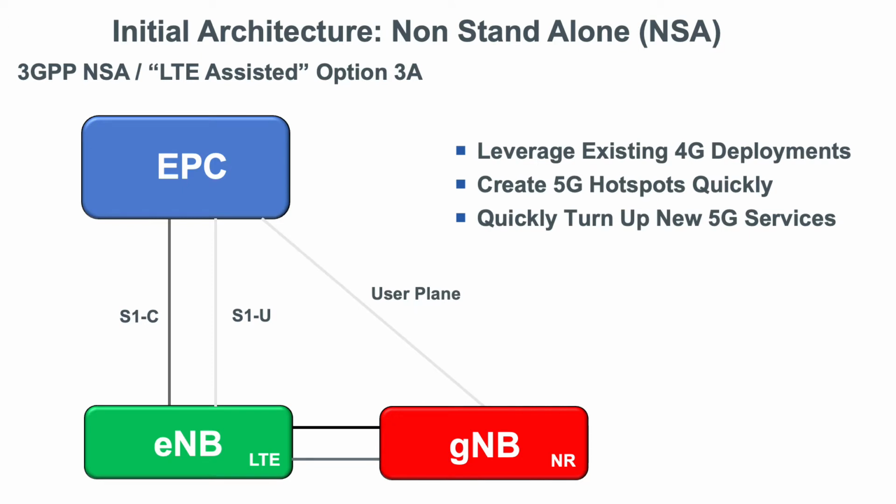There is yet another option. With option 3, we can have option 3A, where the gNB, or the next generation Node B, is connected directly to the EPC, but with the user plane only. The control plane still will have to go via the eNodeB. This allows us to leverage existing 4G deployments. We can create 5G hotspots with the new radio technology relatively quickly, and we can quickly turn up the new 5G services, which are going to require the higher speeds associated with the new radio and the higher performance.